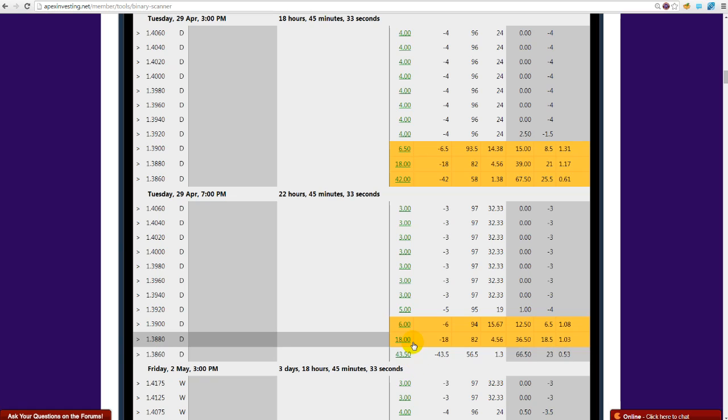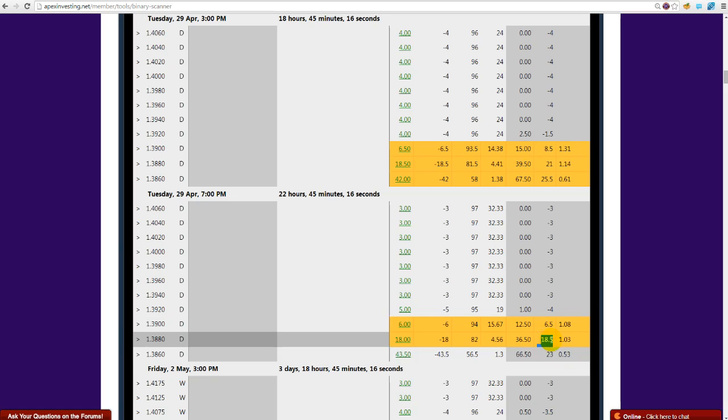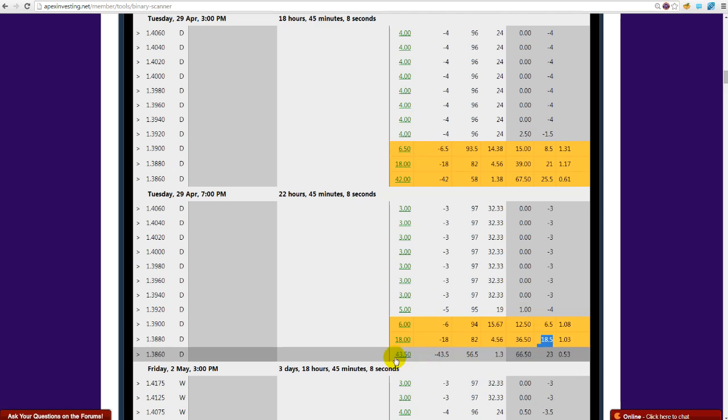I could buy two of these 18s for $36, less risk, and make $36 in a 20 pip move. If I bought a 43, I'm only going to make 23 in a 20 pip move. Do you know what I'm saying? Risk $18 twice, that's $36. So instead of making 18, I make 36.